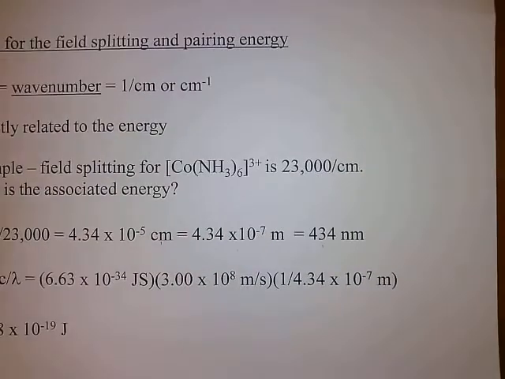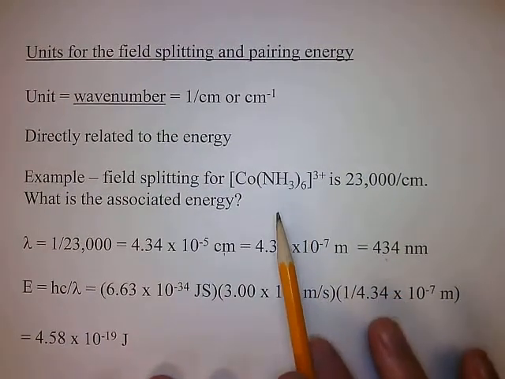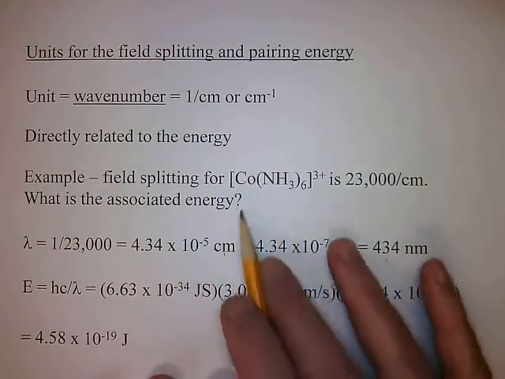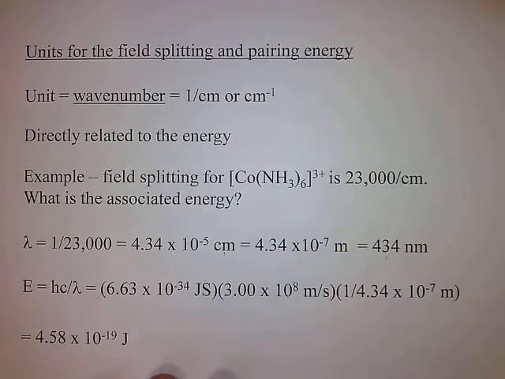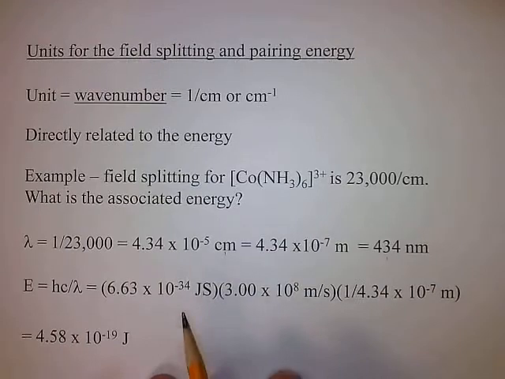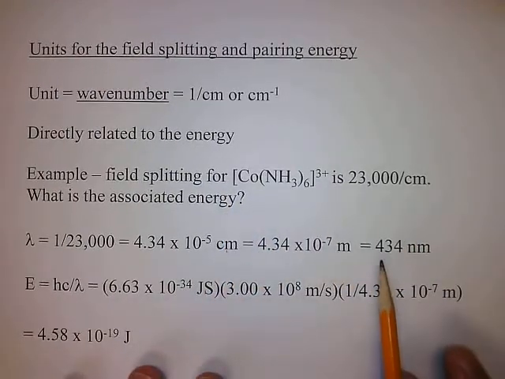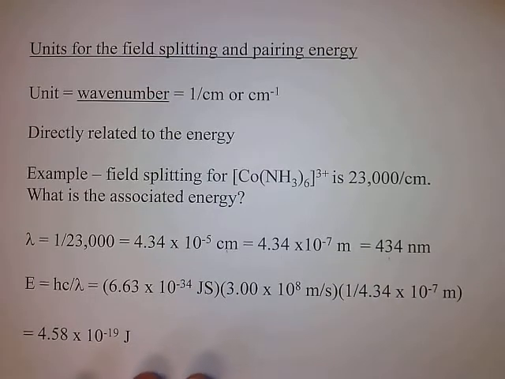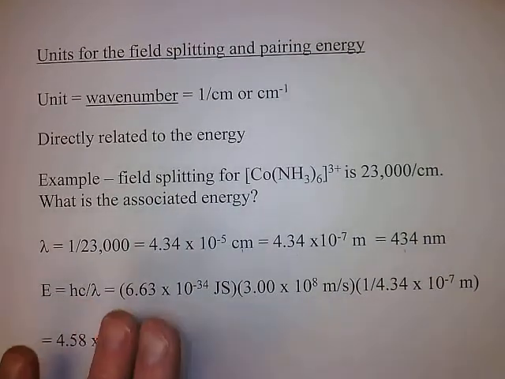For a minute, let's go back to this example that I used, the cobalt with the 6 ammonias on it, the hexammine cobalt(III). That ion is orange in color, very, very undoubtedly orange in color. And you look at where the field splitting corresponds to a wavelength of 434 nanometers, which is in the blue region of the spectrum. So it appears orange and is absorbing blue.